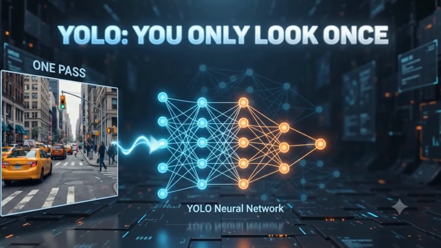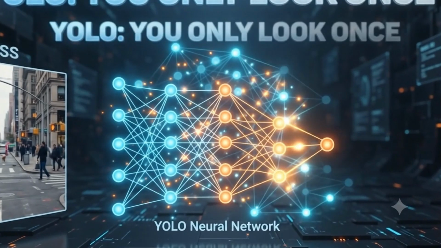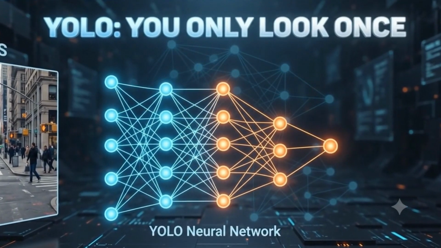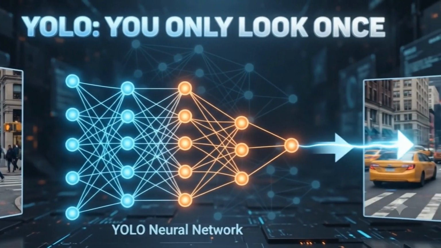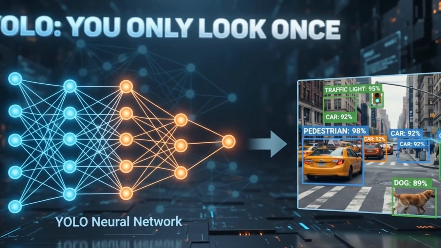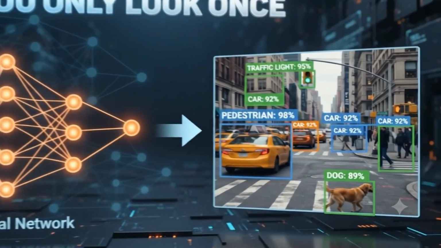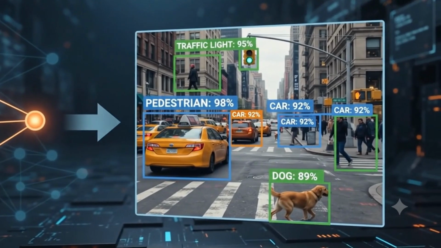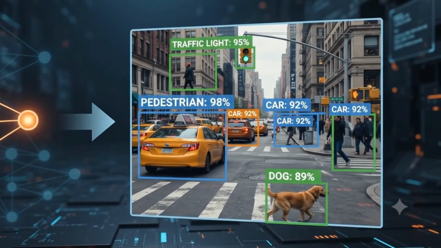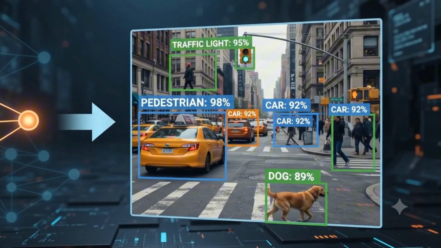You only look once. YOLO reframes object detection as a single prediction problem, instead of generating region proposals and processing them through a separate detection stage. A single neural network predicts object locations and class probabilities directly from the complete image. The image is analyzed in one forward pass. That is the source of YOLO's name and much of its speed.